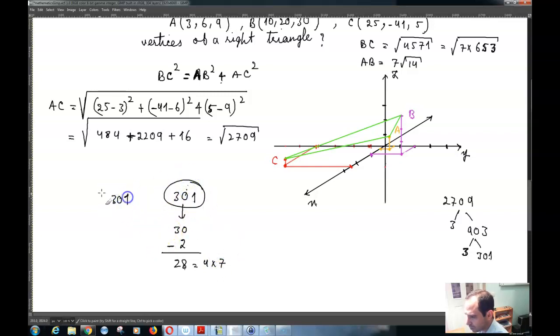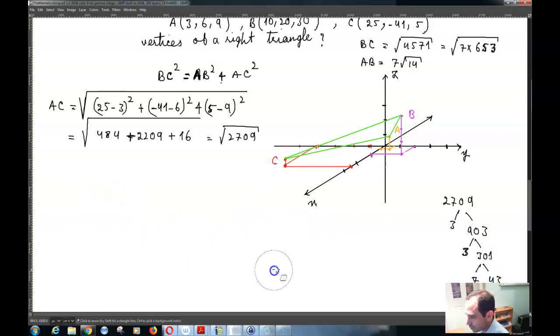Now 301 divided by 7: 4 times 7 is equal to 28, and 3 times 7 is equal to 21. So you have 43 times 7, 7 times 43. So I can write this number 2709 as 3 squared times 7 times 7 times 43.